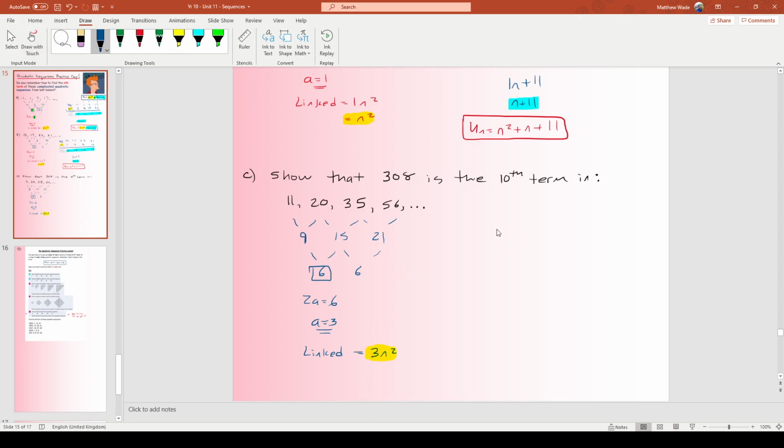What do you do next? That's right, rewrite the sequence. See, I told you I'm going quick now. 11, 20, 35, and 56 is the sequence. What goes under the sequence? Yeah, that's it, the linked term, because if you take it away, it's going to get rid of the squared bit, and you'll be left with just the linear, the arithmetic bit. Cool. So here you go, that's the first term. 1 squared is 1 times 3 is 3. Second term, 2 squared is 4 times 3 is 12. Third term, 3 squared is 9 times 3 is 27.